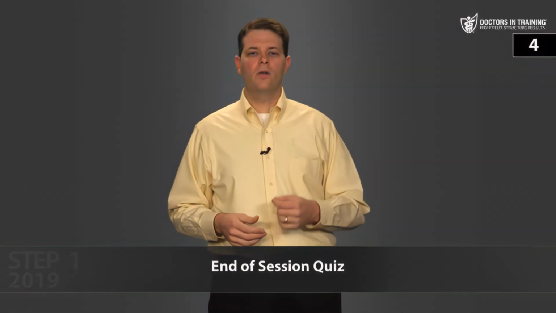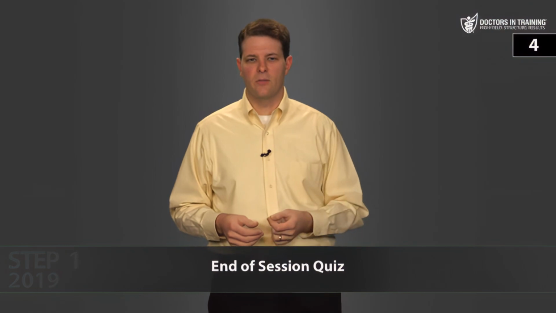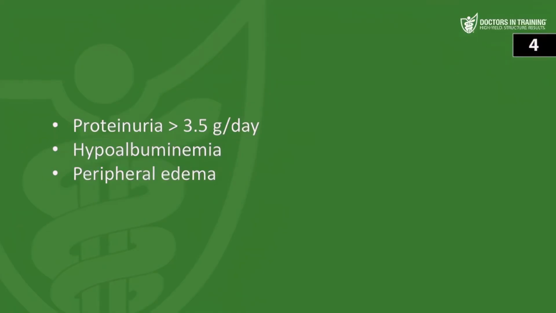First question, what are the defining features of nephrotic syndrome? So you have to have proteinuria greater than 3.5 grams per day, hypoalbuminemia, and then peripheral edema. And again, these patients also have some hyperlipidemia and increased risk of infections and so on, but the three things you have to have in order to meet the criteria for nephrotic syndrome are heavy proteinuria, hypoalbuminemia, and peripheral edema.